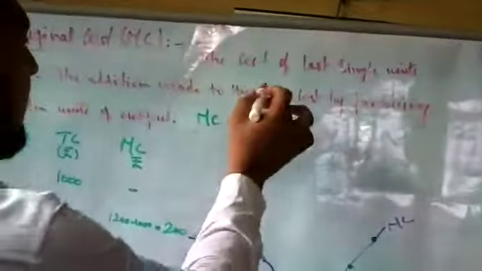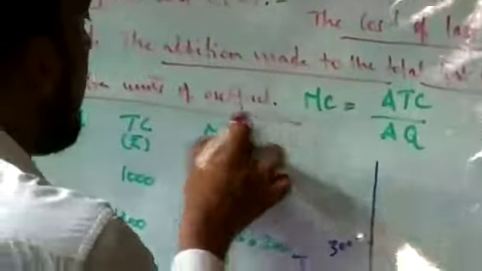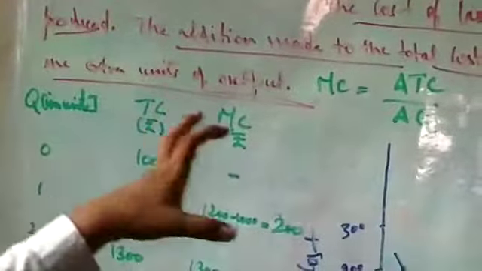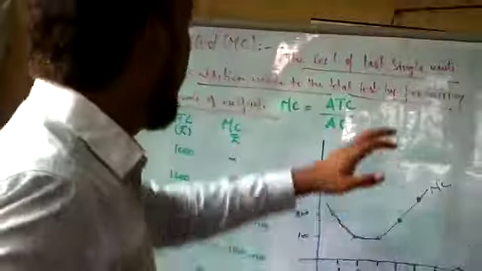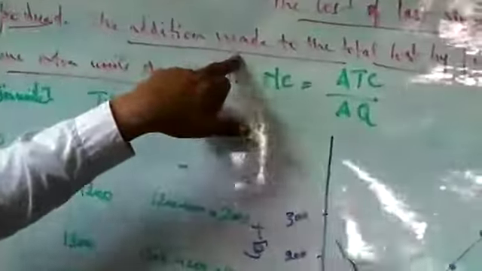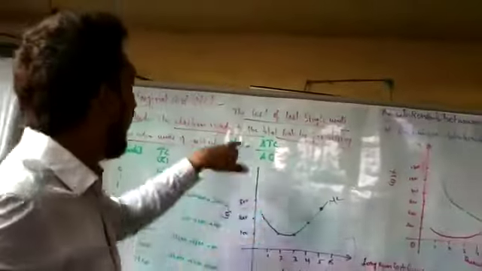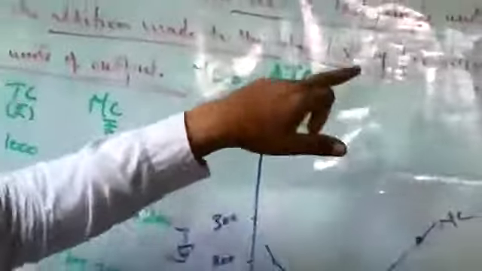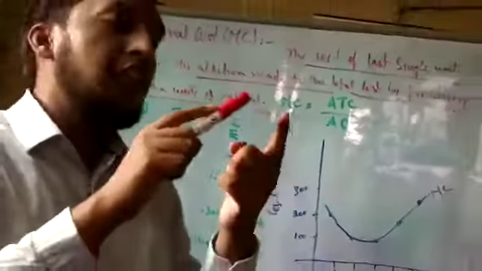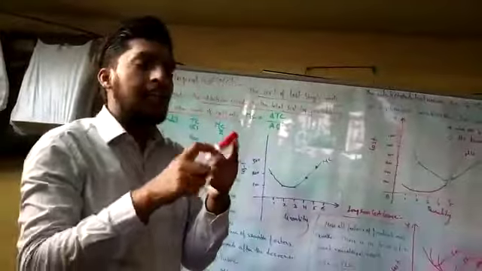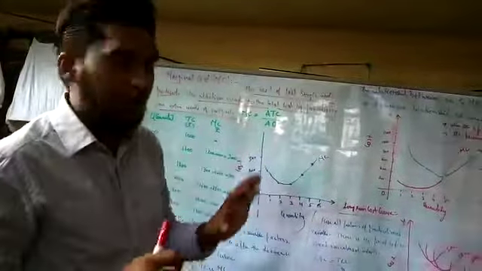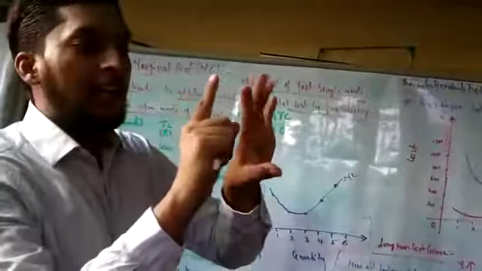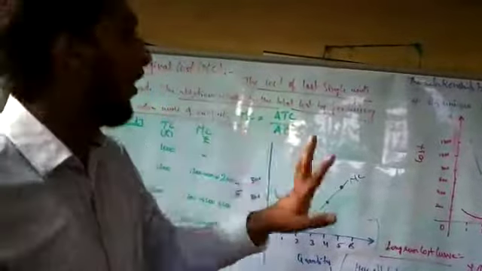Okay, let's see the meaning. The cost of the last single unit produced, the addition made to the total cost by producing the extra unit of output. So what happened here? When we are adding up, see here, the addition made to the total cost. When you are adding the extra cost, you must see that there is extra production also. So when there is extra cost and extra production, that is what we call marginal cost.